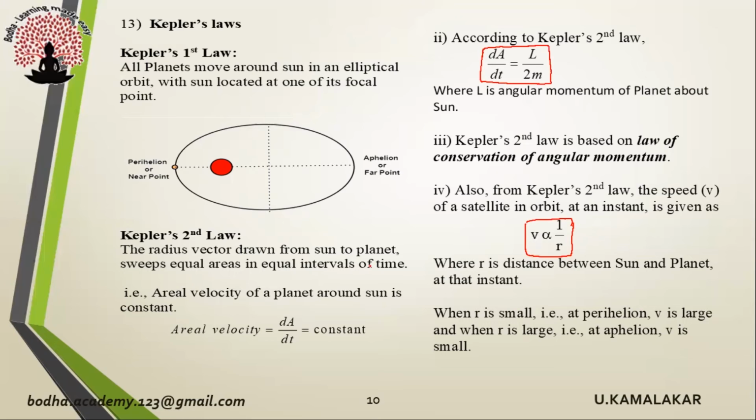Also from Kepler's second law, the speed v of a planet in an orbit at an instant is given as v is proportional to 1 by r, where r is distance between sun and planet at that instant. When r is small, then v will be large and vice versa.